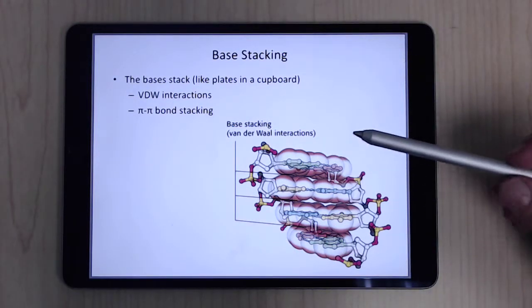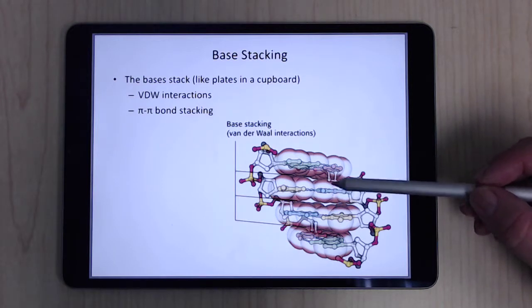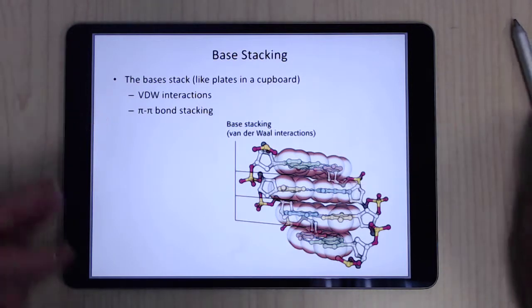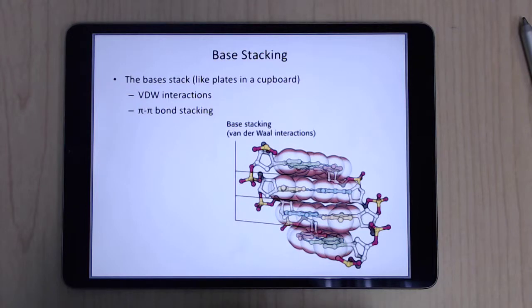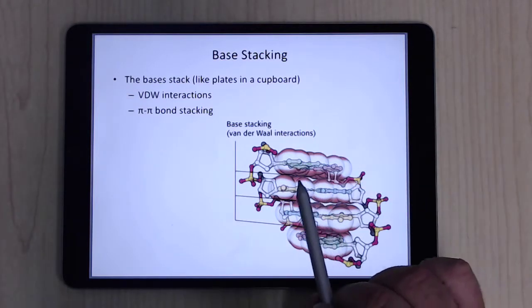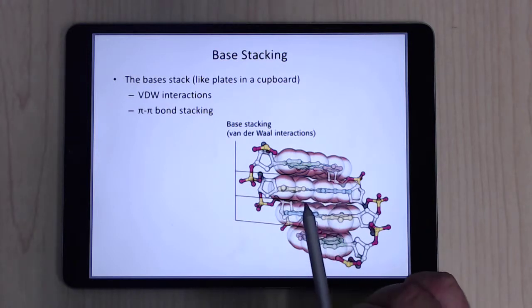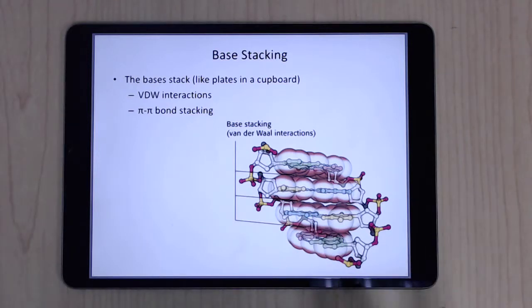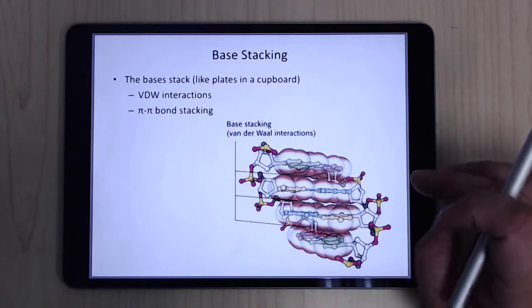Okay, and so you've got a couple of different things. You've got van der Waals interactions, and you've got the pi interactions here. So the pi orbitals in this aromatic group are going to want to interact with the pi orbitals down here, and so on and so forth. So again, it's going to be stacking like plates in a cupboard.